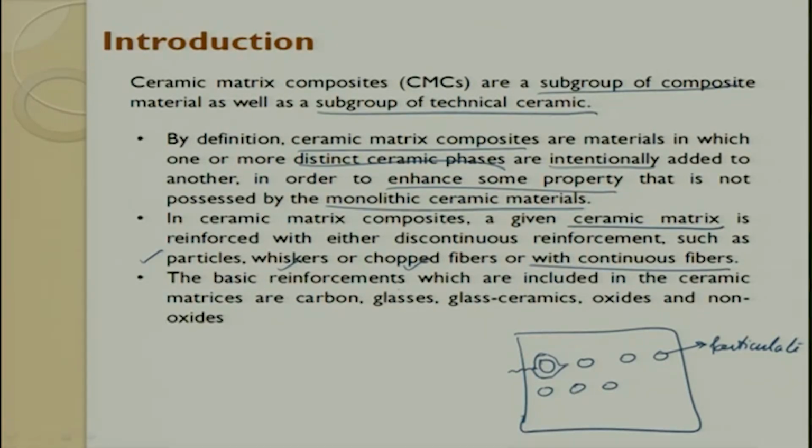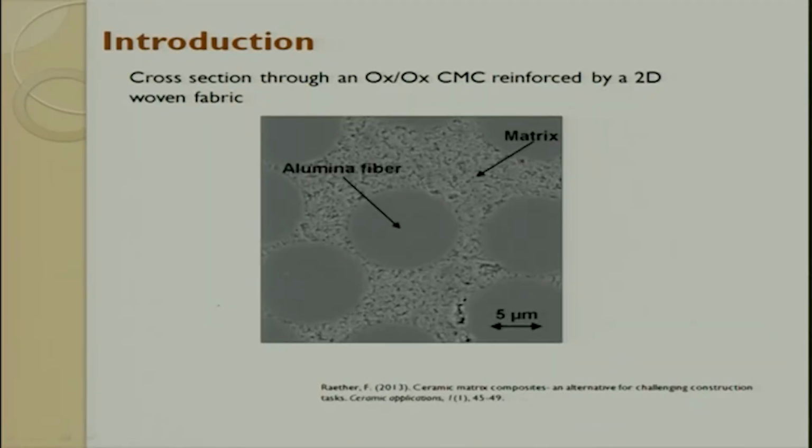So, the basic reinforcements included in the ceramic matrix are carbon, glass ceramics, and oxide and non-oxide ceramics, which are added to the basic ceramic matrix. If you look at the SEM figure of a ceramic matrix composite, you can very well see this is the matrix and this is the alumina fiber which is reinforced. And this is what I was trying to say: if there is a crack here, this crack goes around and the energy is dissipated.